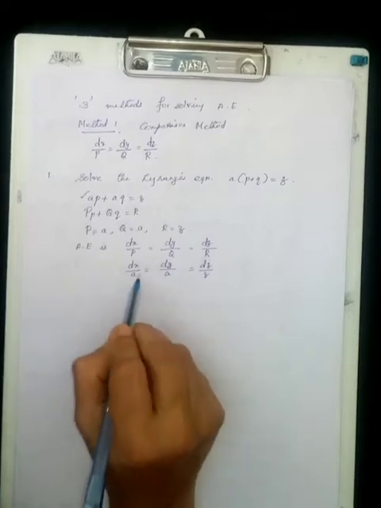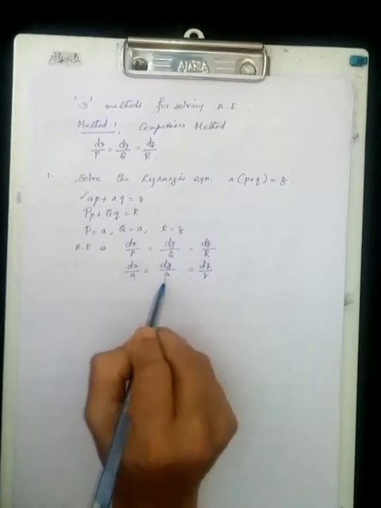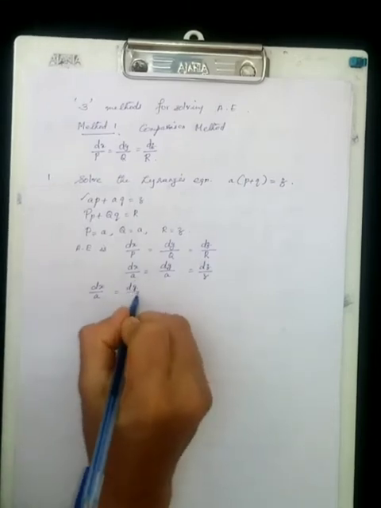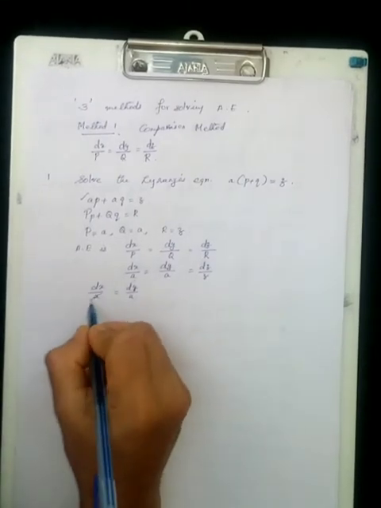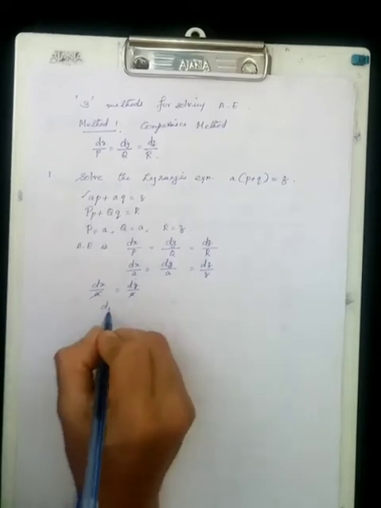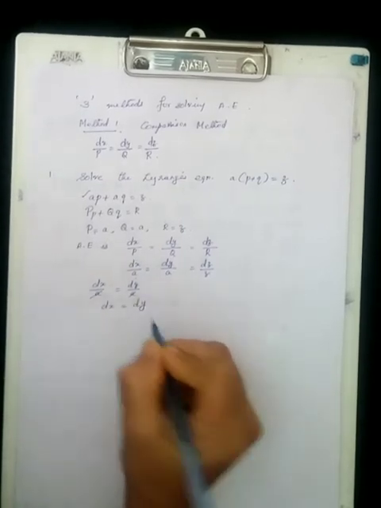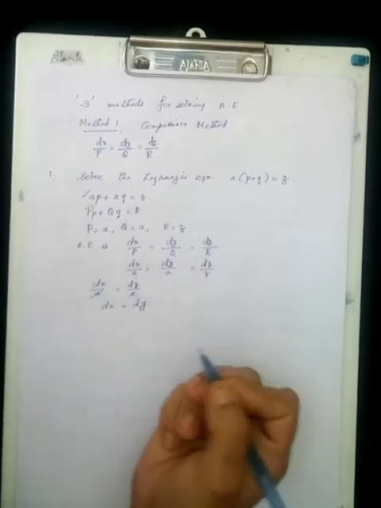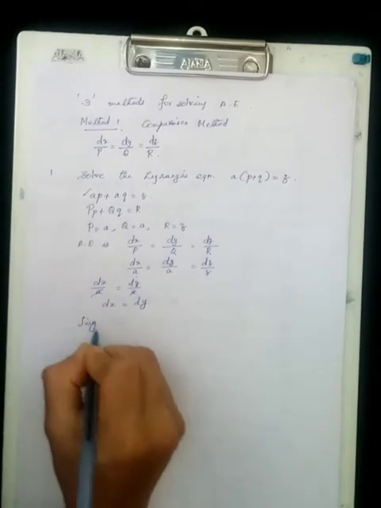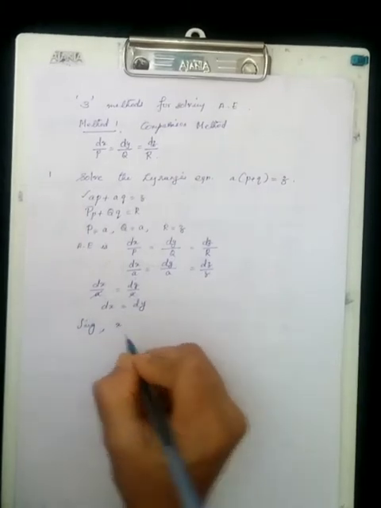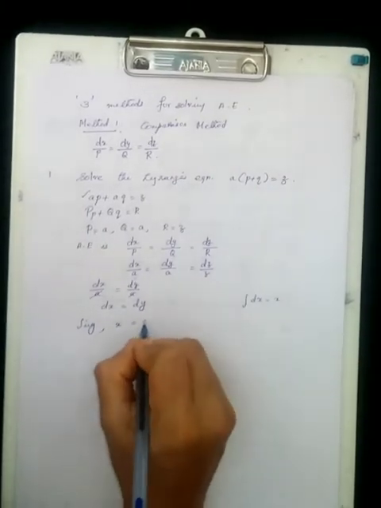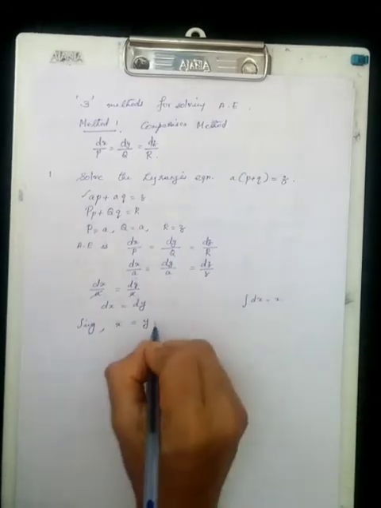Here we will compare the first two ratios, that is dx by a equal to dy by a. Now a is cancelled from both sides. We will get a simple ordinary equation dx equal to dy. Now to solve this equation, what we do? We should integrate. So integrating, the left side integral dx is x, equal to integral dy, that is y, plus a constant of integration, put it as plus c1.